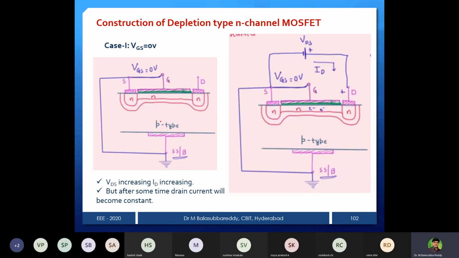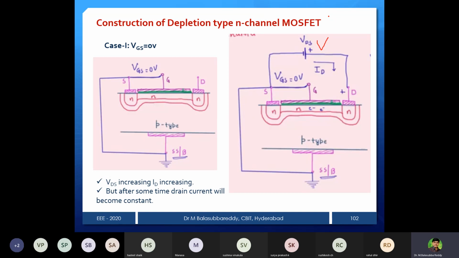Now we can see VGS is 0. That means we shorted gate and source. So as VDS, that is the drain to source voltage, increases, ID will increase normally. If we apply the voltage between drain and source, that is essential anyhow to pass the current. But here we are not given any gate voltage, VGS is 0.